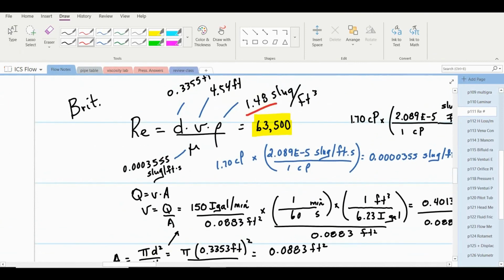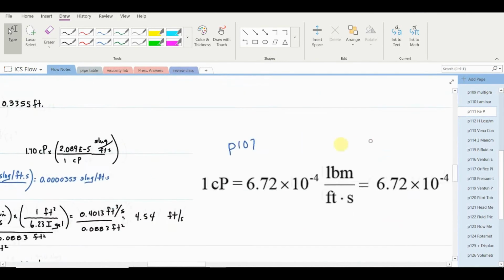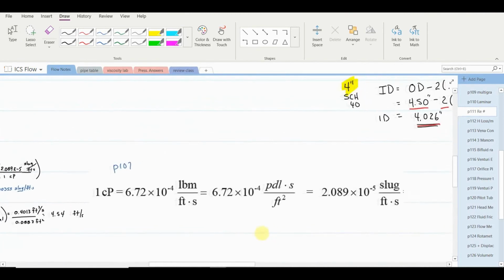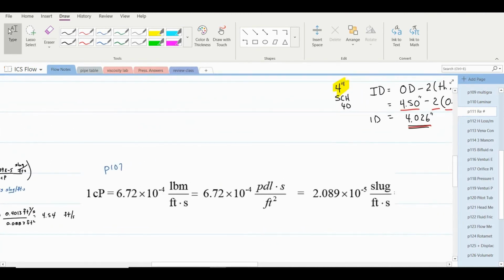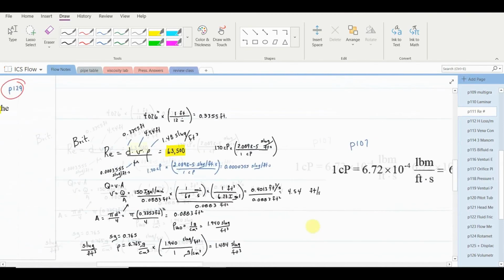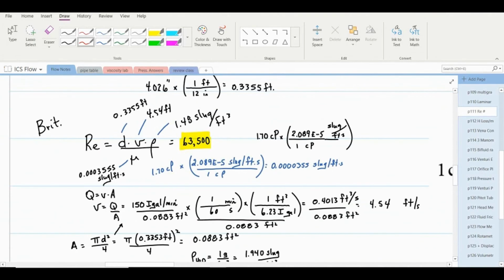And finally, we want the absolute viscosity in British units, which will be slugs per foot second. So to convert absolute viscosity, I'm going to go back to a conversion factor given on page 107. I've cut and pasted it here for us to look at. 1 centipoise is equal to 2.089 times 10 to the minus 5 slugs per foot second. Recall that we have 1.70 centipoise. It's simply a matter of using that conversion factor to convert to British units. And I have it right here.